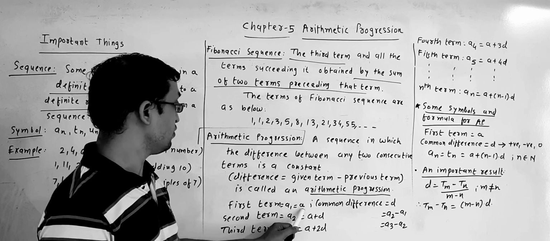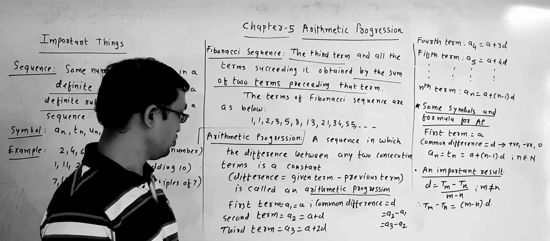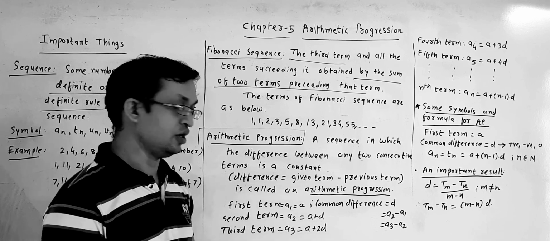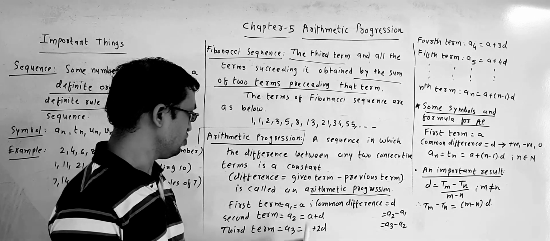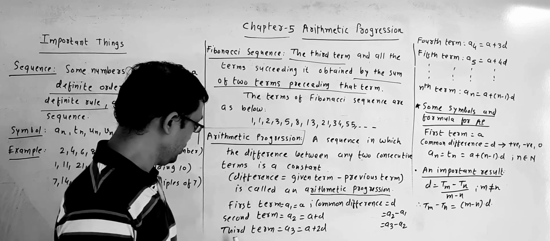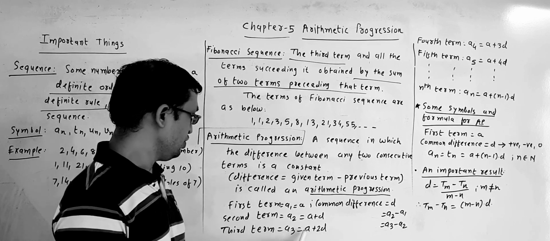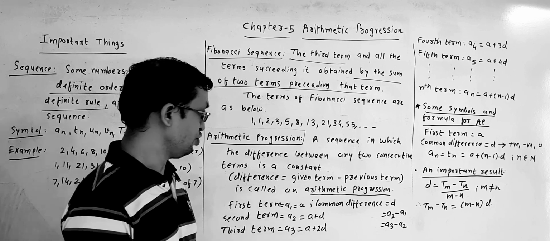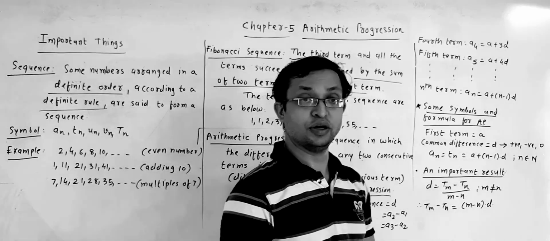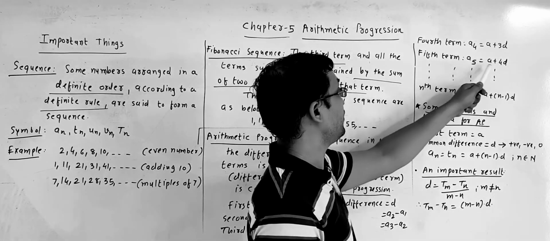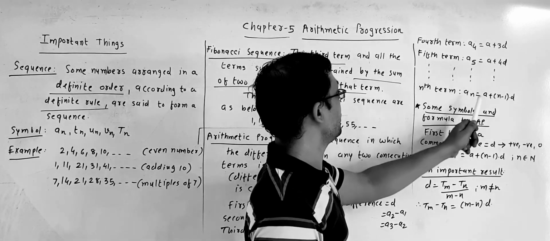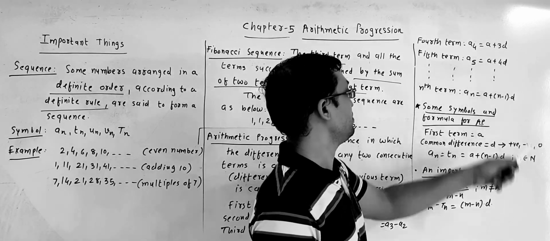Here first term is equal to a. First term a1 is equal to small a. Second term a2 is equal to a plus d. Third term a3 is equal to a plus 2d. Fourth term a4 is equal to a plus 3d. Fifth term a5 is equal to a plus 4d. Similarly, nth term an is equal to a plus n minus 1 into d.